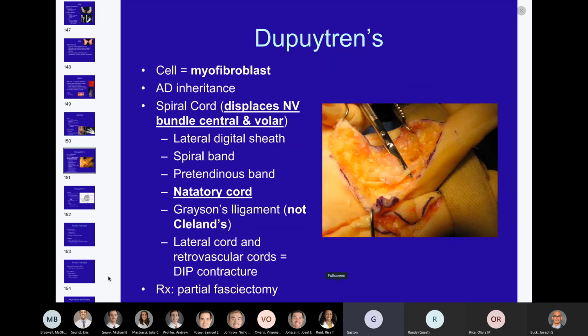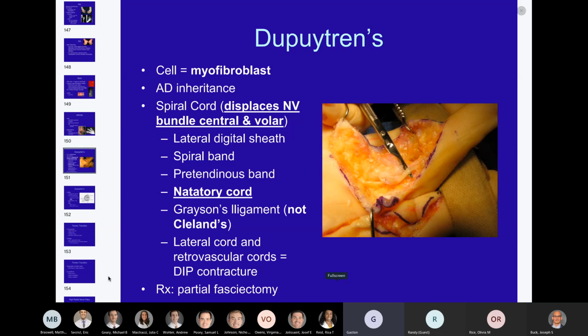Dupuytren's. Big topic. Here's just buzzwords to remember. The offending cell is the myofibroblast. Inheritance, autosomal dominant. What does a spiral cord do? It displaces the neurovascular bundle in two directions, palmar and central.